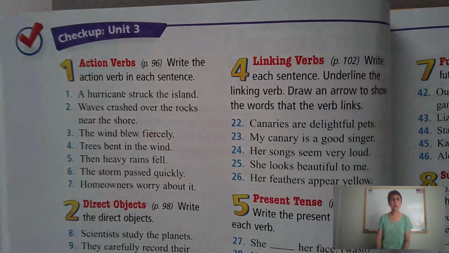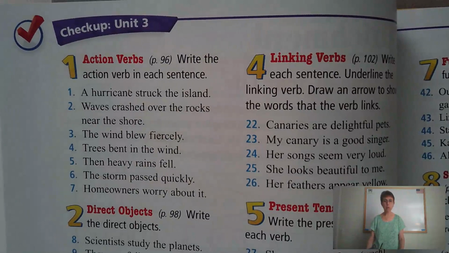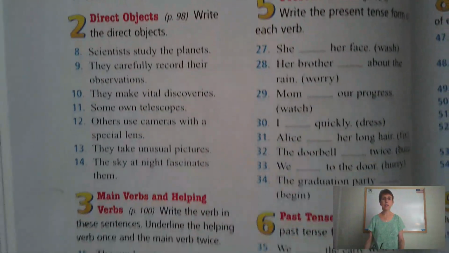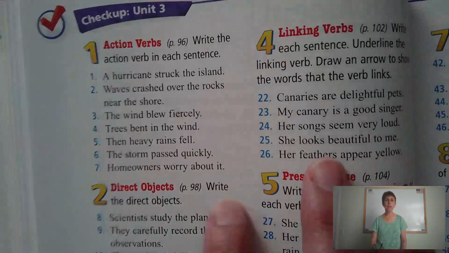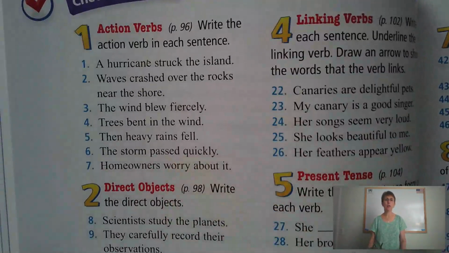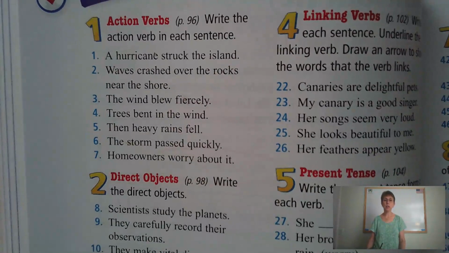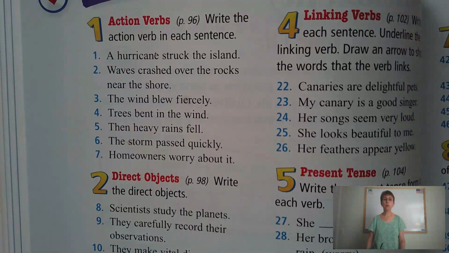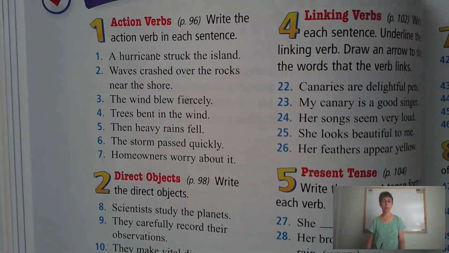Let's take a look at what you'll be working on today. Today you'll be completing sections 1, 2, 3, 4, 5, and 6. That's everything that is on page 130. So we're going to start by looking at section 1, action verbs. The directions tell you to write the action verb in each sentence. So you simply need to read the sentence and write just the action verb.